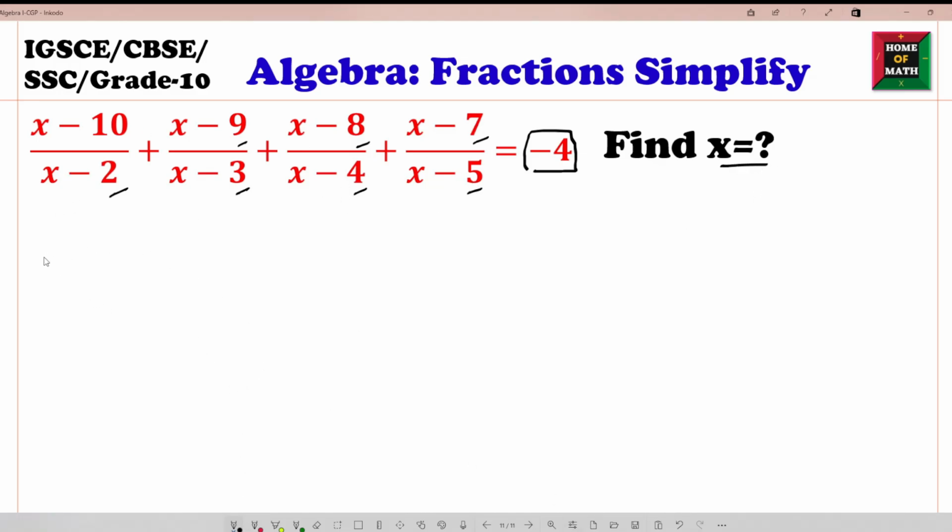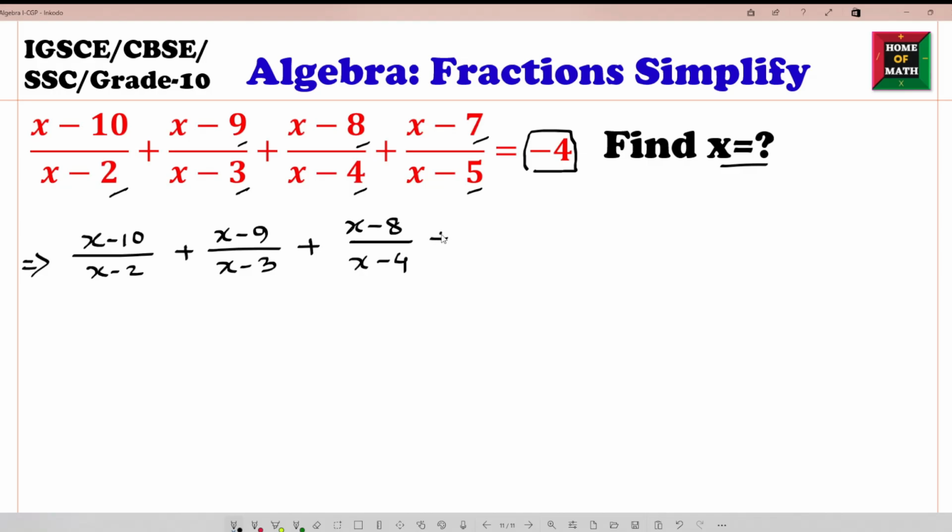In the first step we will not change anything. It means (x−10)/(x−2) + (x−9)/(x−3) + (x−8)/(x−4) + (x−7)/(x−5), but this −4 we can write as +4 equals 0.